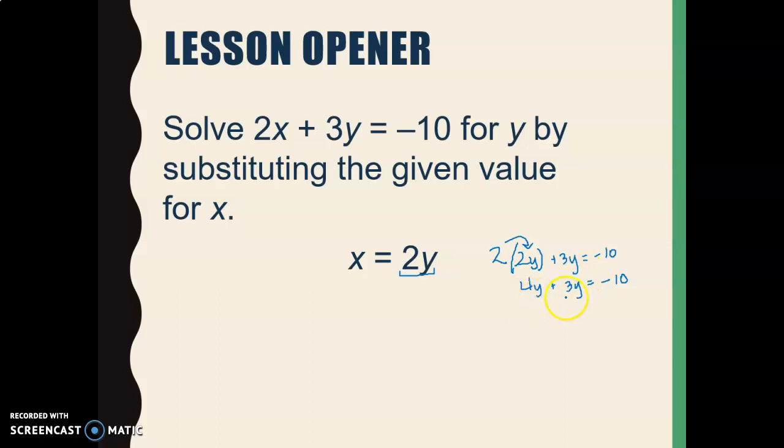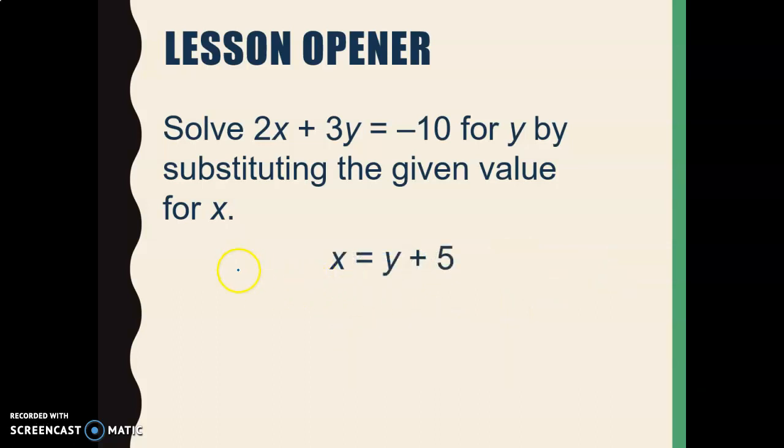All right, hopefully you saw that these are like terms and you could simplify those. So you got 7y equals negative 10. You then realized you needed to isolate the y, which was being multiplied by 7. And the way that you do that is to divide by 7. And we got to do that for both sides. So what we end up with is y equals negative 10 over 7. This is a fraction that cannot be simplified. There are no common factors of 10 and 7. We're not going to write it as a mixed number. We're not going to write it as a decimal. We're just going to leave it just like that, negative 10 over 7.